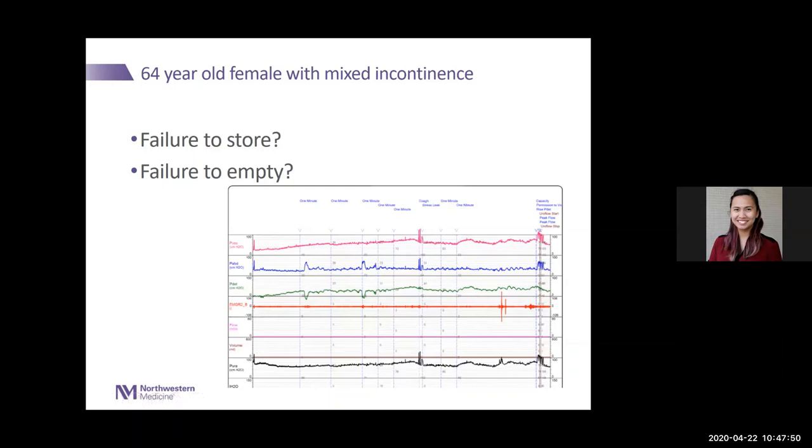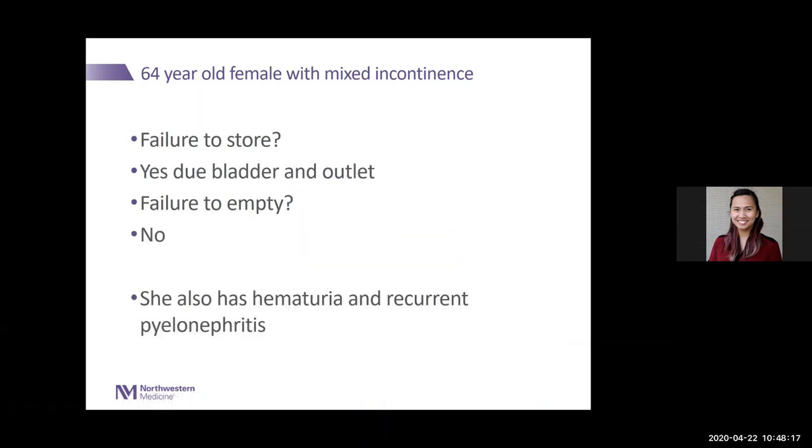So what's her problem? Failure to store? Failure to empty? Let's think about it for a second. Failure to store, I would say yes. Why? One, she has stress incontinence, so it's a failure to store because of her outlet, and she also has failure to store because her bladder compliance is not good. So failure to store, yes, from the bladder and the outlet. Failure to empty, she does not necessarily retain urine here. So let's say she empties completely. Failure to store due to the bladder and the outlet, failure to empty, no.